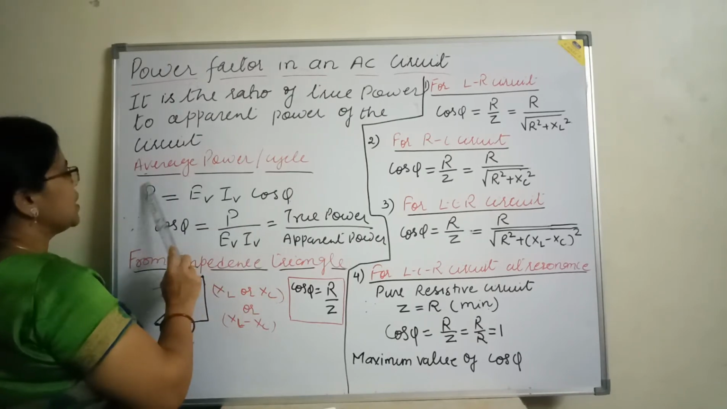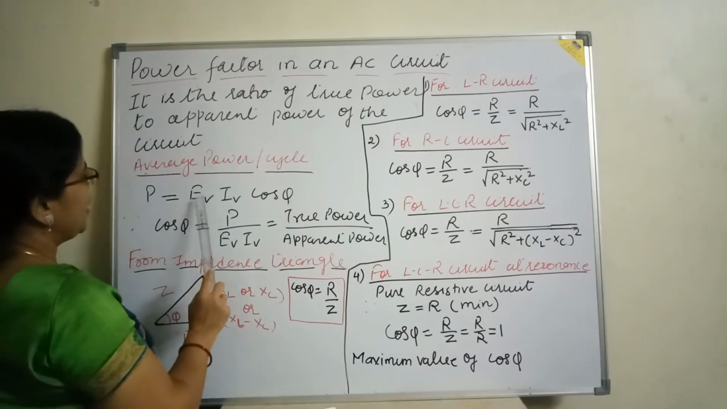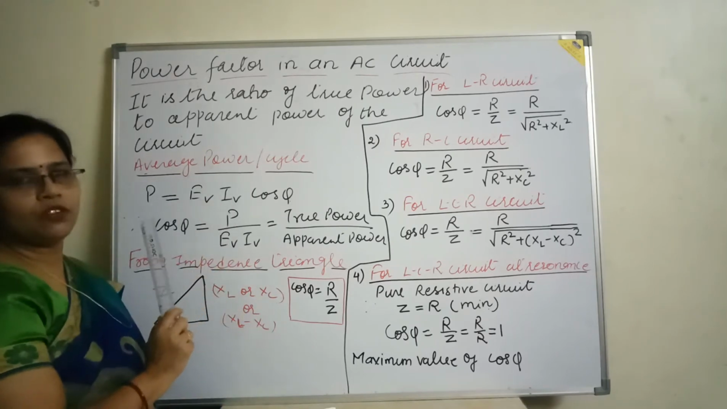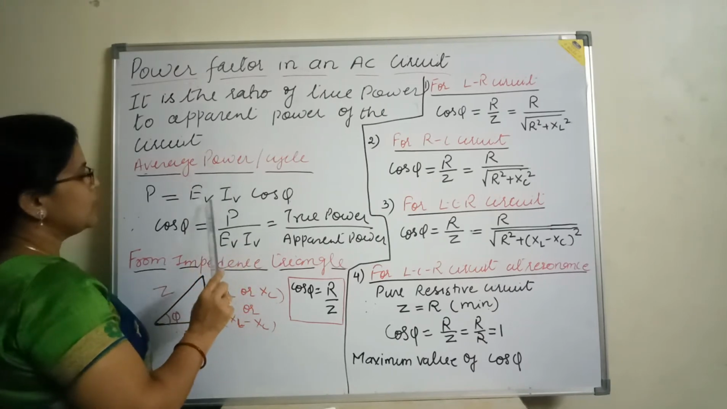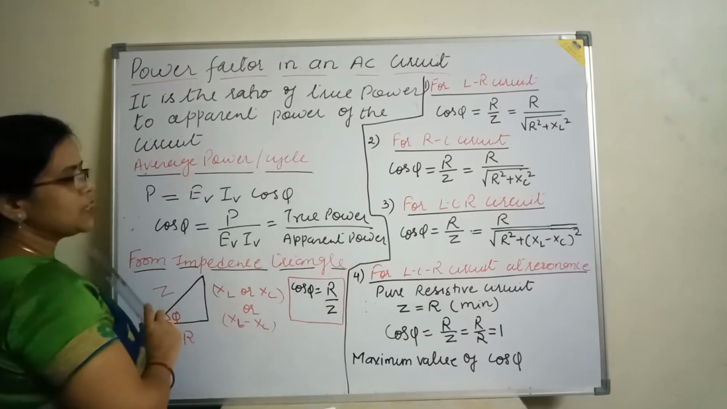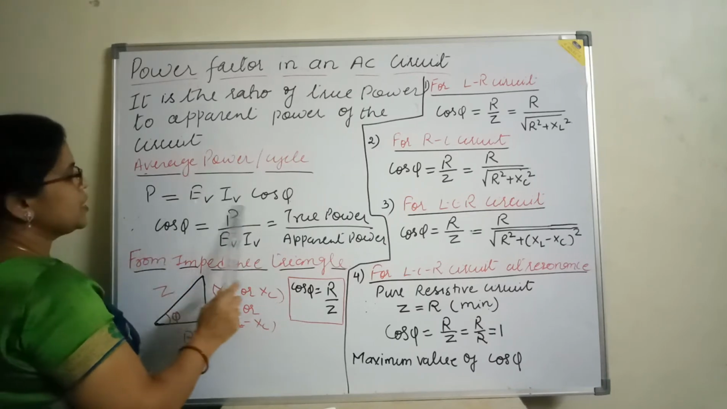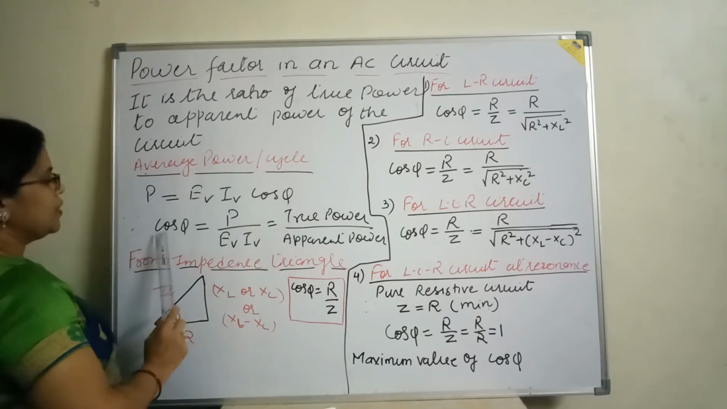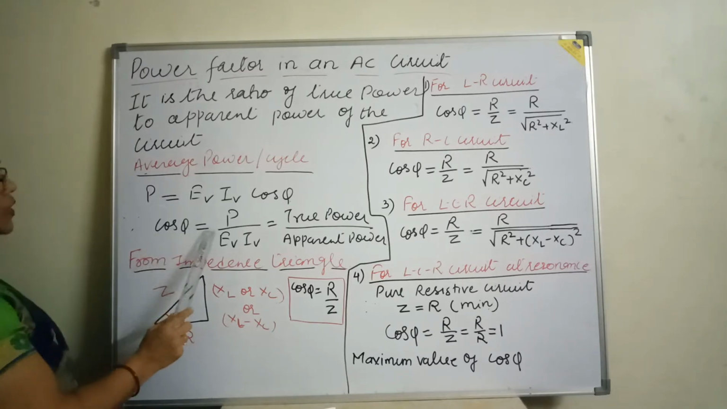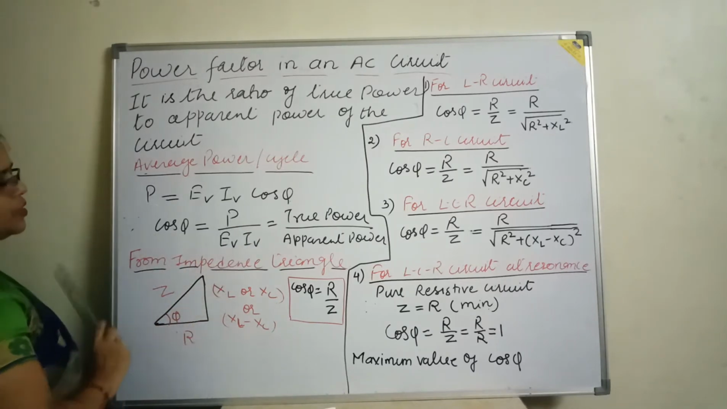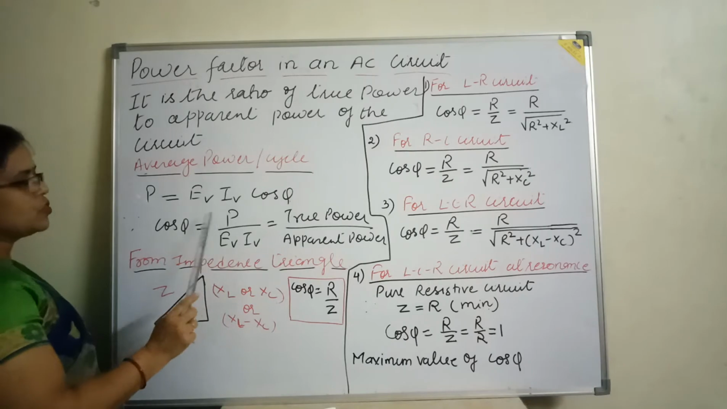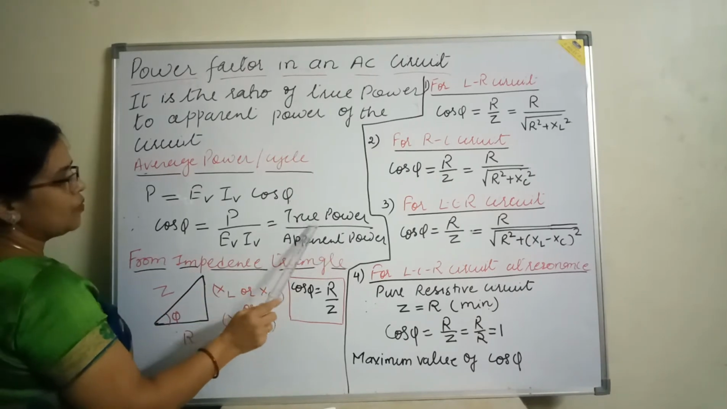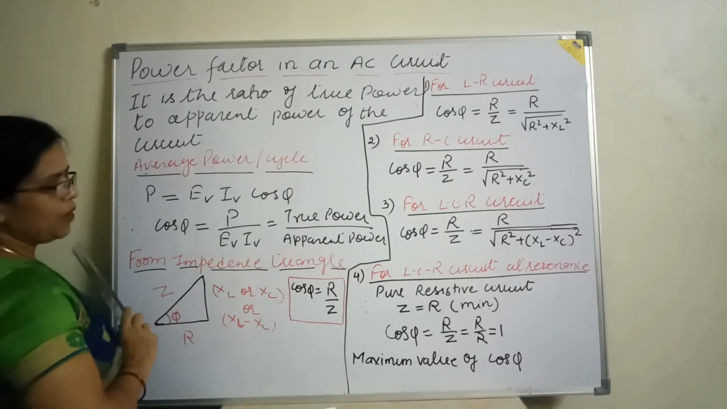Here P is taken as the true power of the circuit, and E_v I_v is the product of the virtual values of the EMF and the current. So this product is called the virtual apparent power of the circuit. That is why, from this expression, we can write cos phi is equal to P upon E_v I_v, where P is the true power and E_v I_v is the apparent power. So we have got this ratio of the true power to the apparent power.